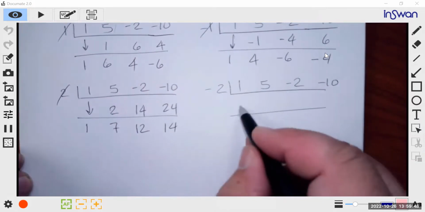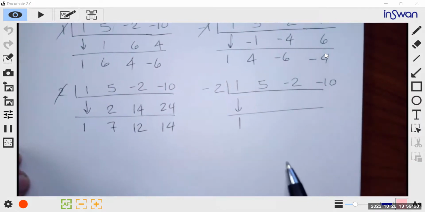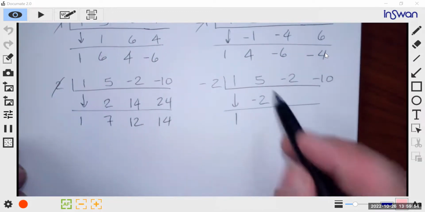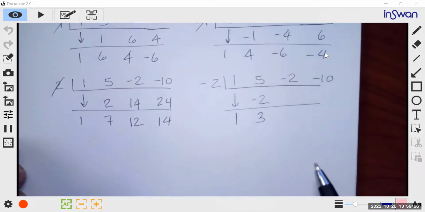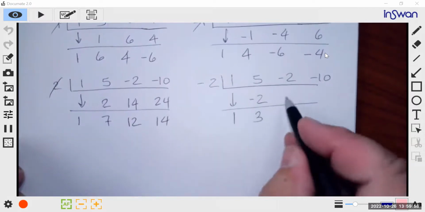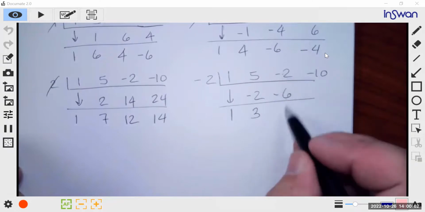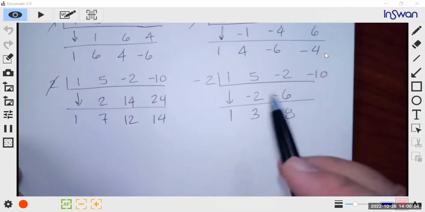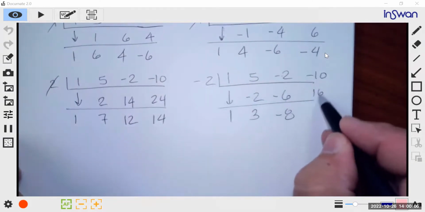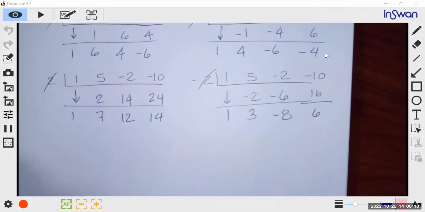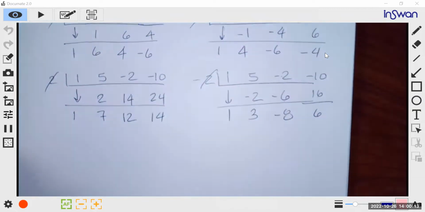Let's try -2. -2 times 1 is -2. 5 minus 2 is 3. -2 times 3 is -6. -6 plus -2 is -8. -2 times -8 is 16. 16 minus 10 is 6. Nope. Uh-oh, we're running out of answers.